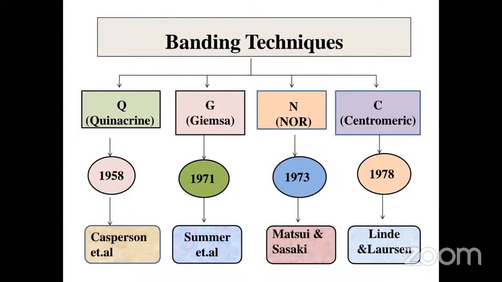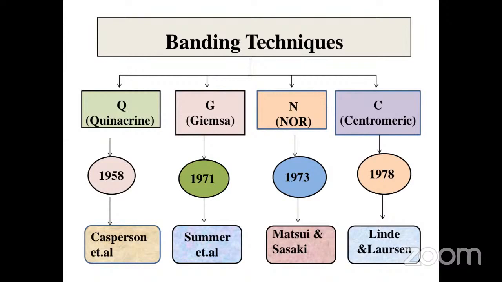As I told you, there are various banding techniques, and different dyes are being used. One technique is quinacrine, Q banding. Another technique is G banding. Another is N banding. Another is C banding. Quinacrine banding was proposed by Caspersson in 1958. G banding, using Giemsa, was proposed by some scientists in 1971.